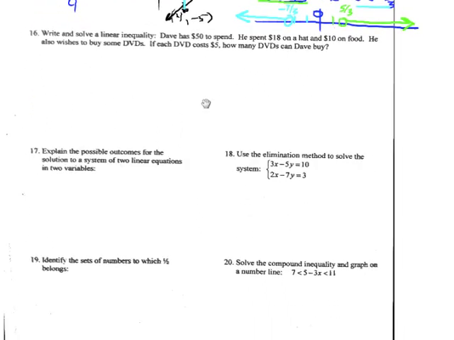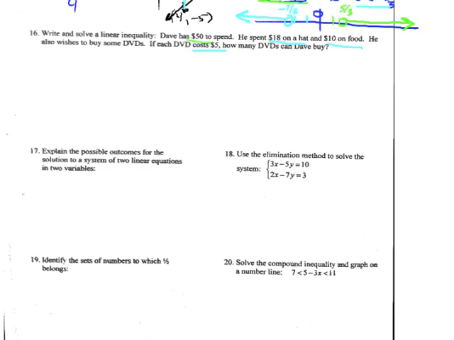So, write and solve a linear inequality. Dave has $50 to spend. He can spend $18 on a hat and $10 on food. He also wishes to buy DVDs that are $5 each. So here's the information: $18 on a hat, $10 on food, $5 on each DVD, and he's got $50 to spend.